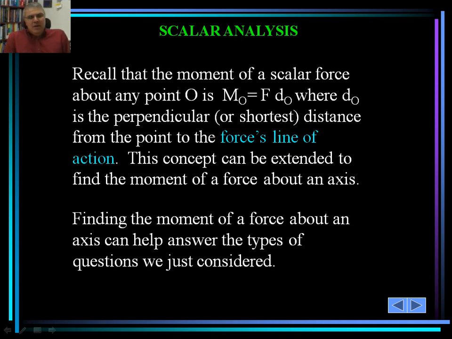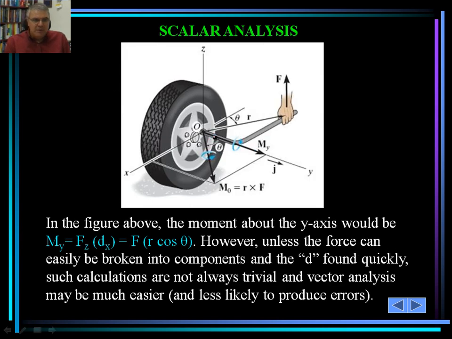Remember from previous lectures that the moment of a scalar force about any point O is M sub O equals F times d sub O, where d sub O was the shortest, perpendicular distance from the point to the force's line of action. I'm sure you remember that. Now, we can extend this concept to find the moment of a force about an axis. Calculating this is going to help us with many different types of proper design.